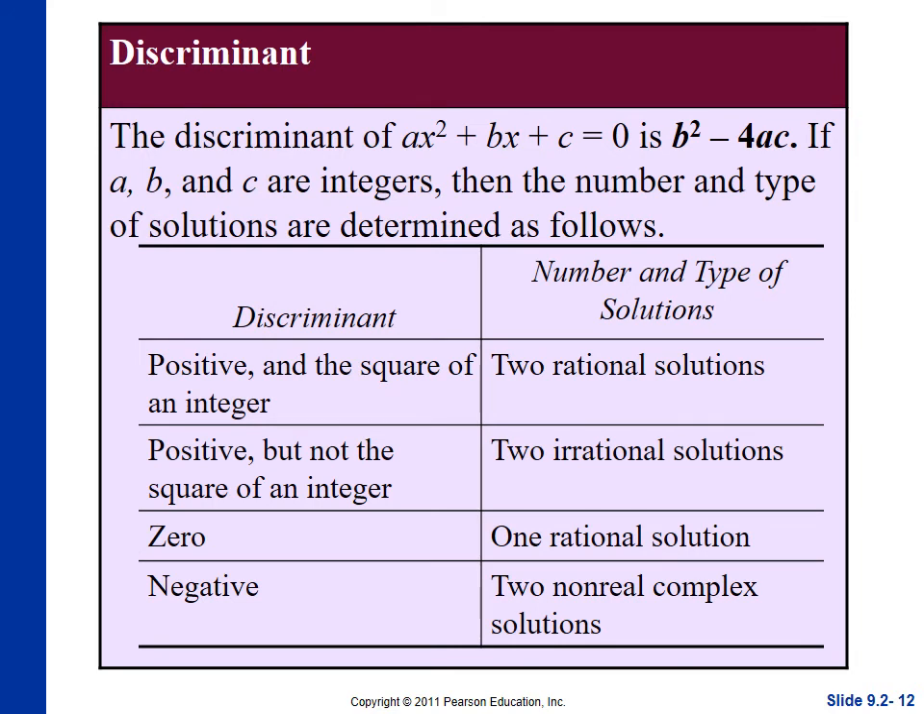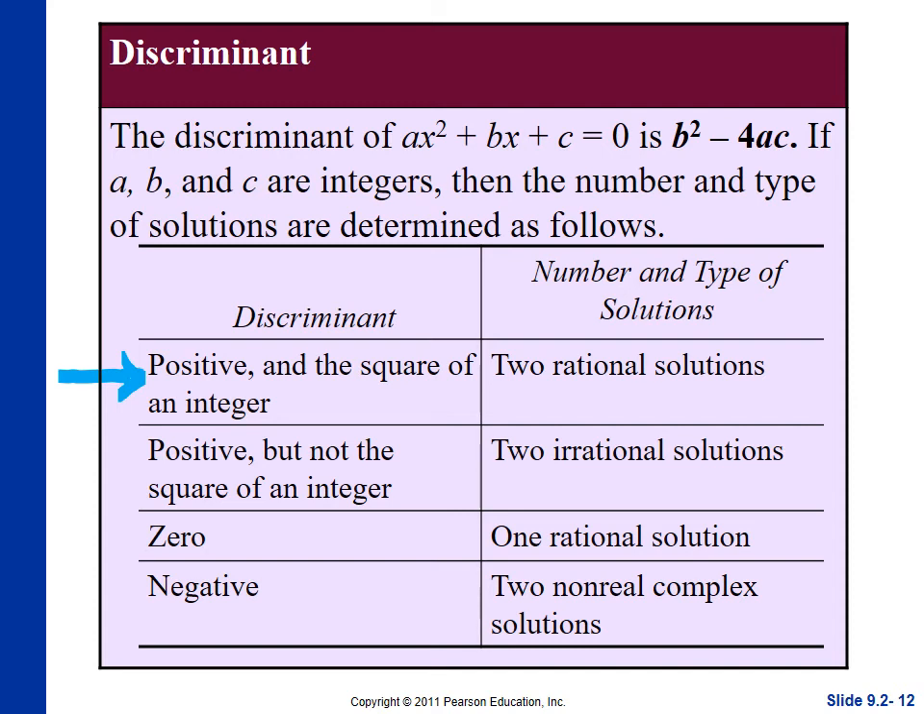So, if the discriminant is positive, and the square of an integer, so it's a perfect square, then there's two rational solutions to the problem. Now if the number is positive but not the square of an integer, such as positive 35, we would have two irrational solutions, right?